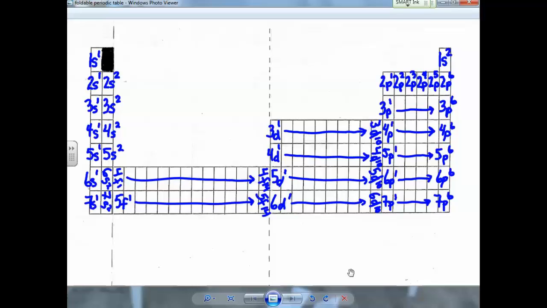So we don't really have to put all the numbers in between them? No, you don't have to put all the numbers in between.